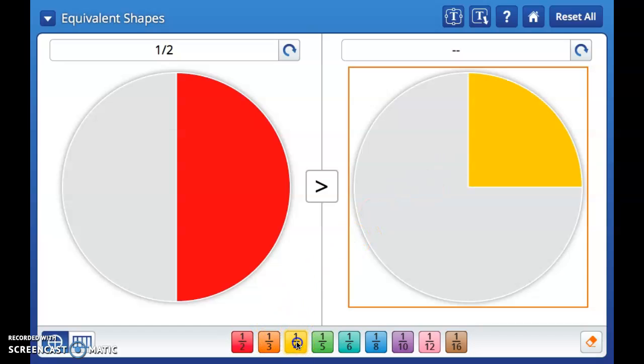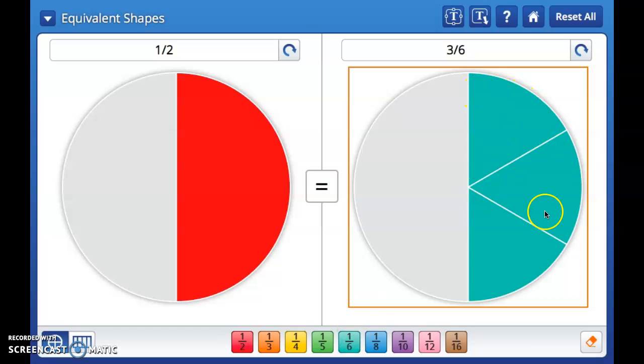So I'm going to try fourths. Here's 1/4. Let's add another fourth and I notice they are equal. So 1/2 is equal or equivalent to 2/4 because they name the same part of a whole. Let's try finding another equivalent fraction to 1/2. Let's try sixths. So here I have 1/6, not equal, 3/6. 3/6 and 1/2 are also equivalent fractions because they name the same part of a whole.